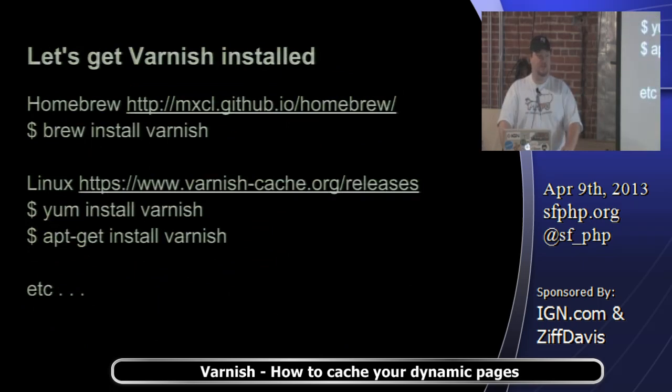Installing Varnish is super easy for those of you on OS X. Hopefully you're using something like Homebrew or MacPorts or something of that nature, but using Homebrew, it's just brew install varnish and you're done. On Linux, you've got yum install, apt-get install, or you can get the release and build it yourself. There's not much to it.